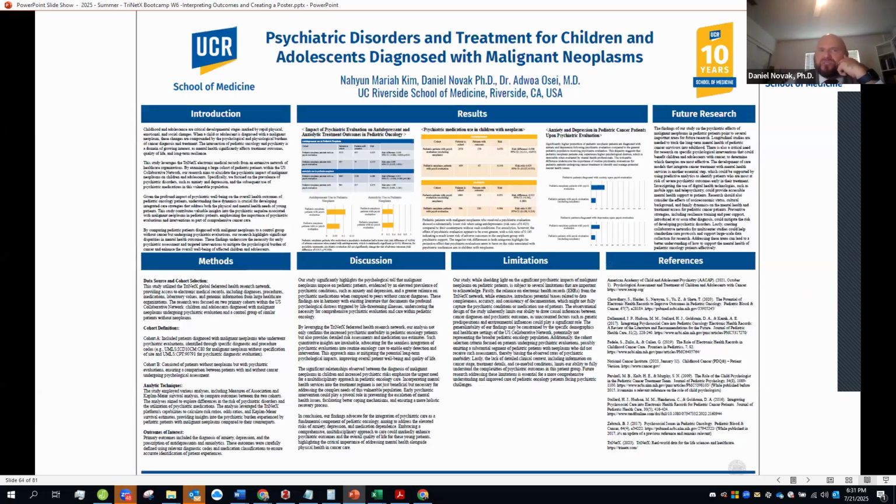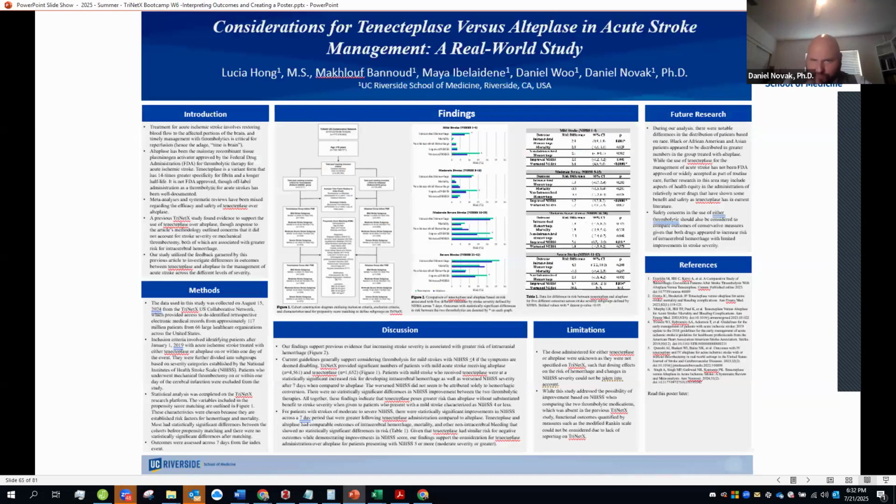We also have a student who got really interested in psychiatric disorders and treatment for kids who had cancers in the past. There's actually very, very little research on what happens beyond, in the 10, 15, 20 years post cancer treatment. What happens to those kids? Do they develop PTSD or other kinds of psychiatric disorders? And the student did a really great job of using TriNetX to analyze that.